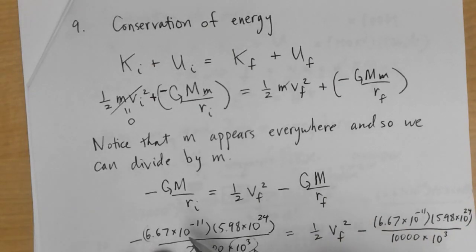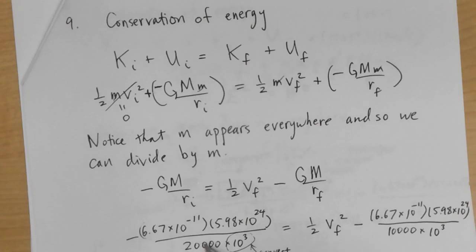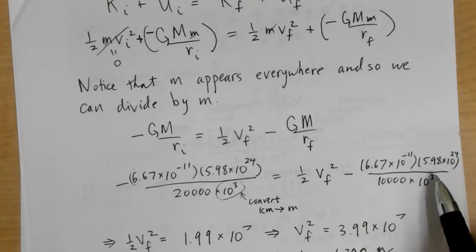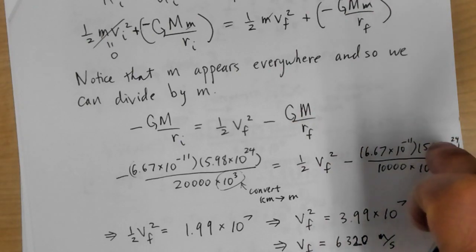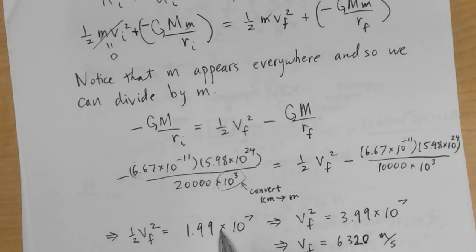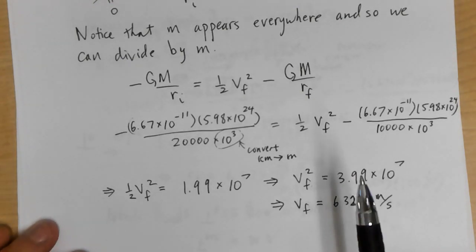Then we have to plug in the values of things we know. G is 6.67 times 10 to the negative 11th. The mass of the Earth is 5.98 times 10 to the 24th. That's given. The initial distance is 20,000 kilometers, but we have to multiply by 10 to the third to convert to meters. The final distance is 10,000 times 10 to the third, again converting to meters. So we get 1/2 v final squared is this term plus this term, bringing it to the other side without the minus sign. That comes out to 1.99 times 10 to the seventh. Multiply by 2, we get v final squared is 3.99 times 10 to the seventh. Taking the square root, we get 6,320 meters per second.